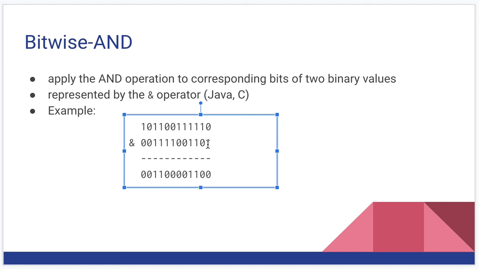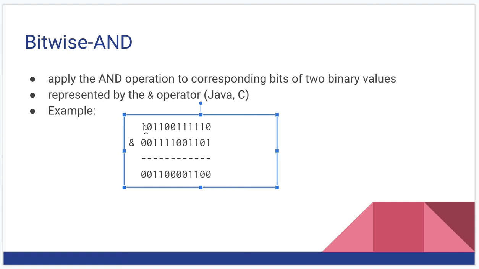So here I have a couple of binary strings. And again, it doesn't matter if they're integers or floating point or whatever. These operations are just on the bits themselves. So we look at corresponding bits. So the 0 and the 1 becomes a 0. 1 and 0 is a 0. 1 and 1 is a 1. 1 and 1 is a 1, and so forth.